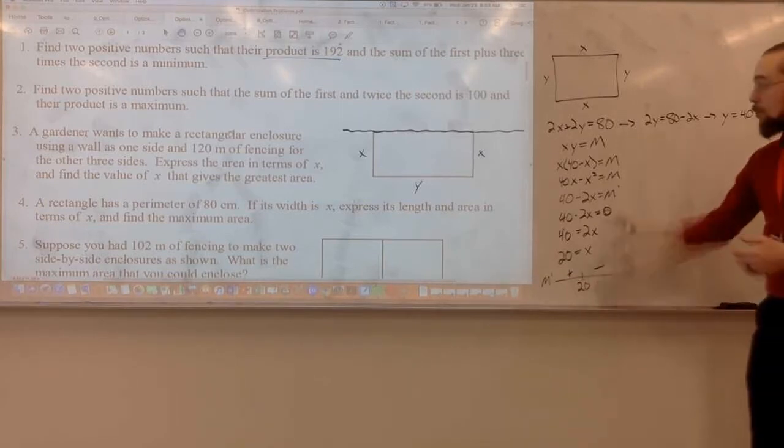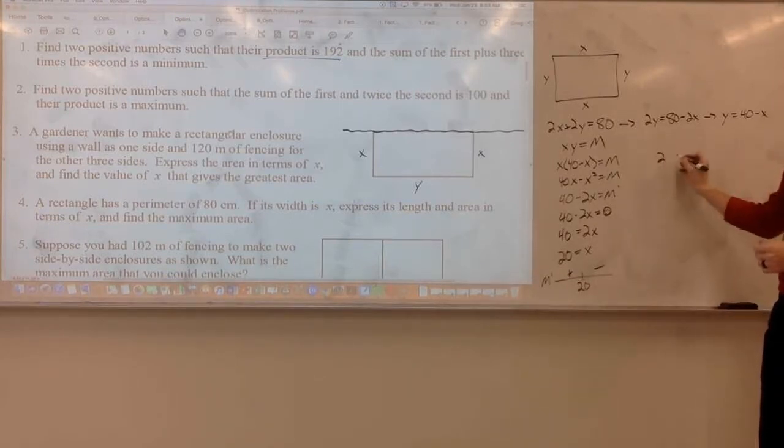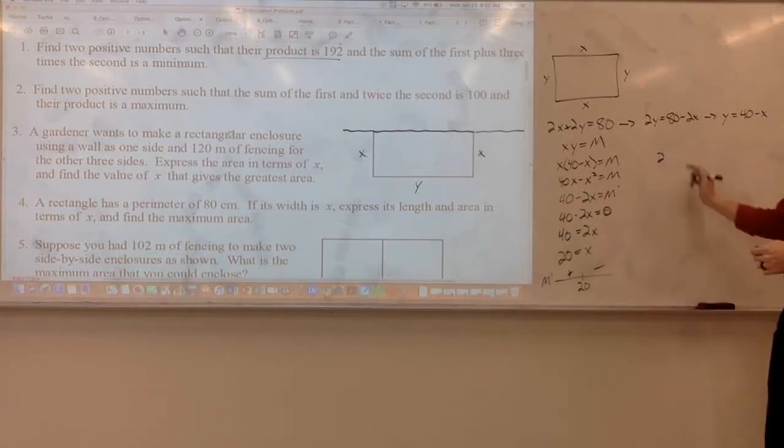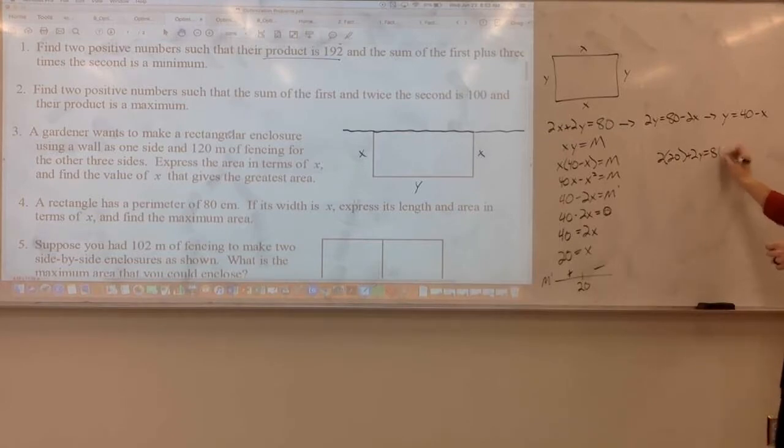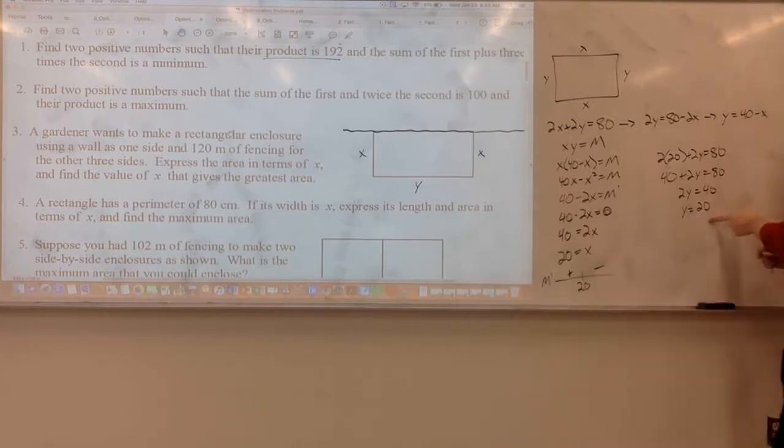So I will take that 20 and plug it into my first equation. So 2 times 20 plus 2y equals 80. So we get 40 plus 2y equals 80. Subtract 40, divide by 2. We get y equals 20. So the dimensions of this rectangle are 20 by 20. So it's a square.